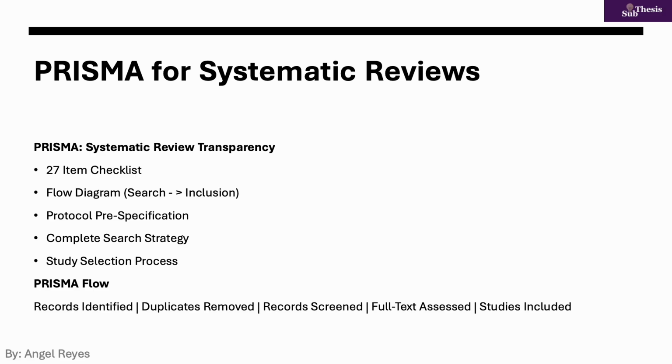PRISMA requires pre-specifying your protocol, ideally registering it in PROSPERO. This prevents changing methods based on what you find, a form of bias that can invalidate reviews. You must report your complete search strategy, every search term, every filter, every database decision. Someone should be able to replicate your search exactly. This rigor matters because systematic reviews guide practice and policy. Incomplete reporting could lead to incorrect conclusions affecting patient care or resource allocation.